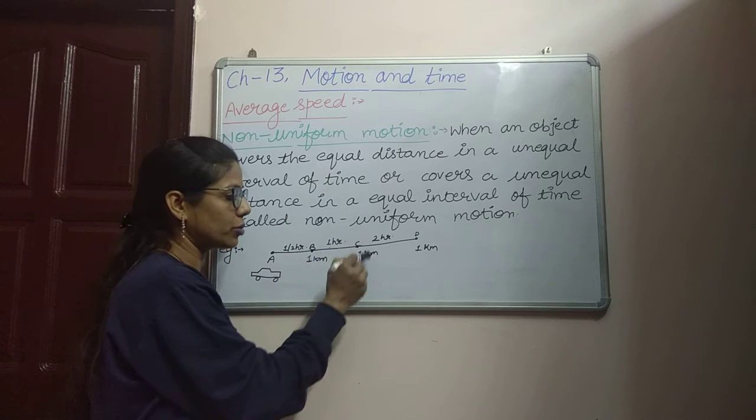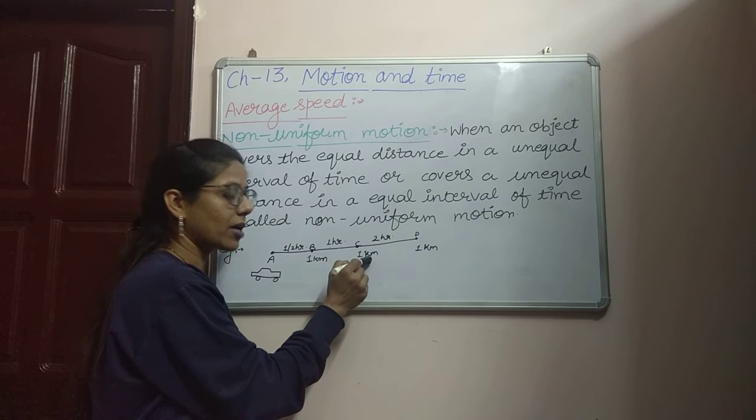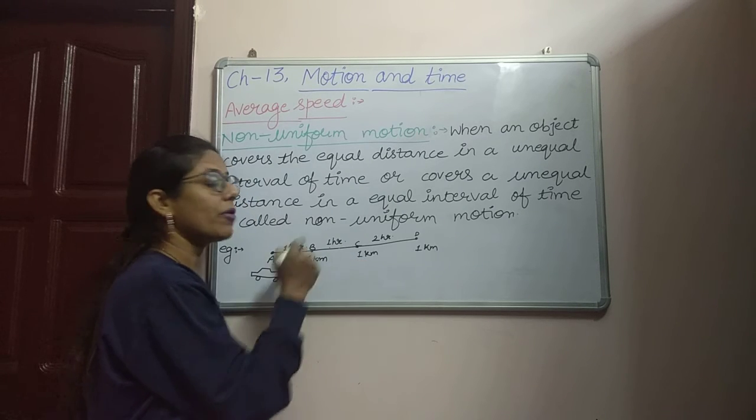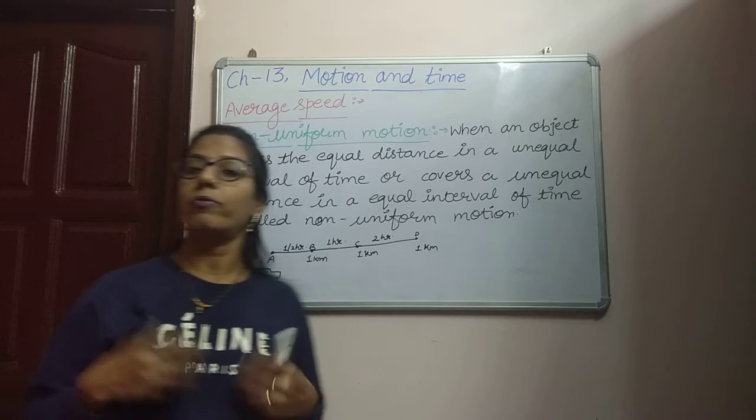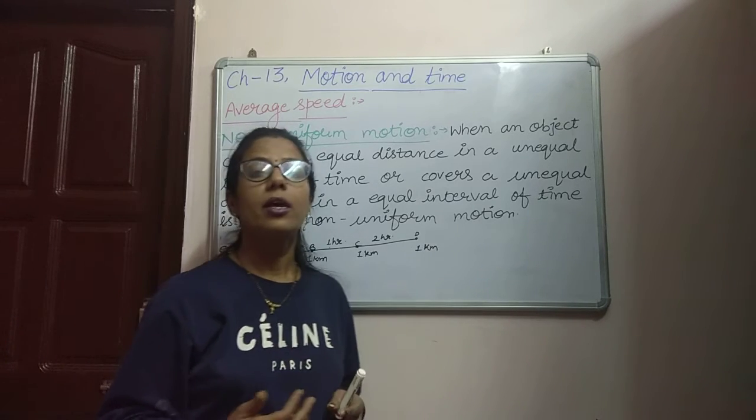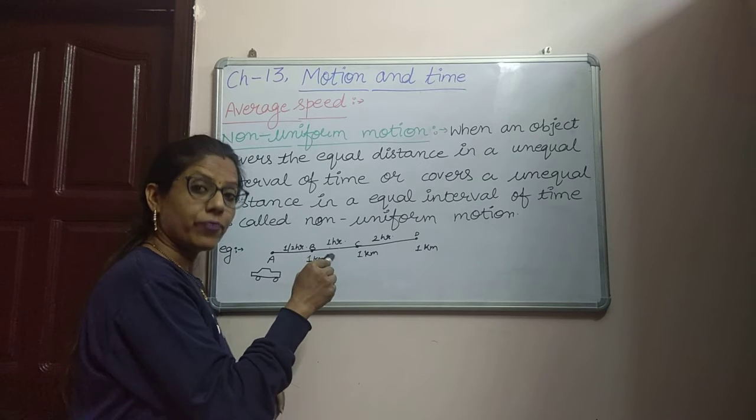Now it will reach the C point, and for reaching the C point, again it is covering 1 kilometer, but now it is taking 1 hour. Maybe the road is very busy, the road will not be vacant, and maybe there is a signal. So many vehicles are there. So now it is taking 1 hour.